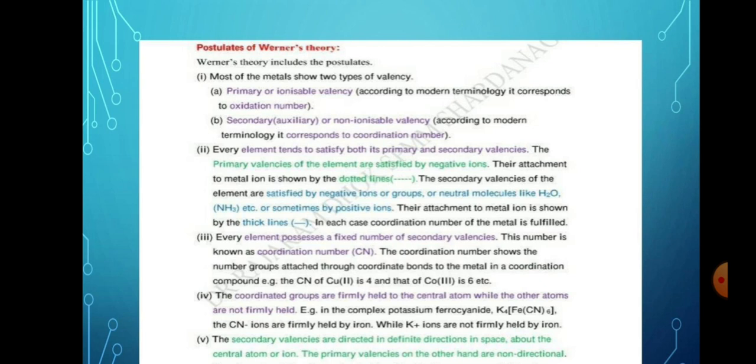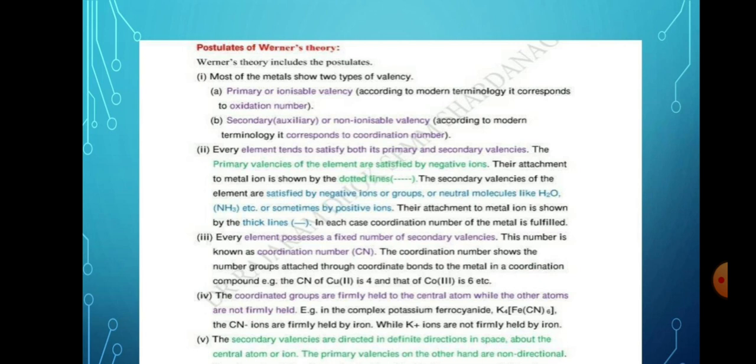Second postulate: every element tends to satisfy both its primary and secondary valency. The primary valencies of elements are satisfied by the negative ions. Their attachment to the metal ion is shown by dotted lines, while the secondary valencies of elements are satisfied by positive ions. Their attachment to the metal ion is shown by thick lines. In each case, the coordination number of the metal is fulfilled.